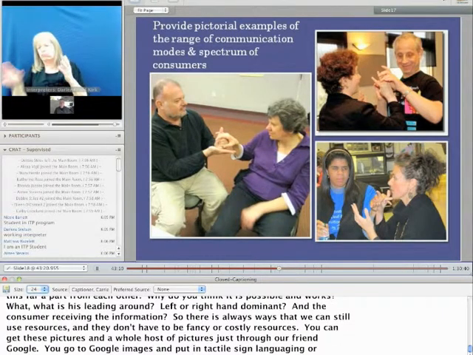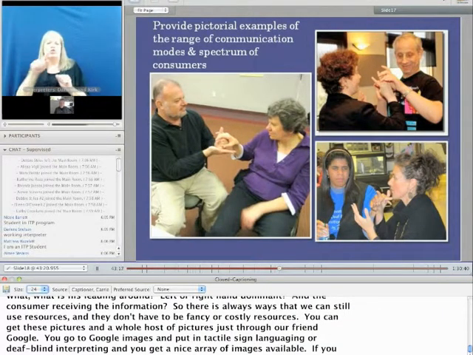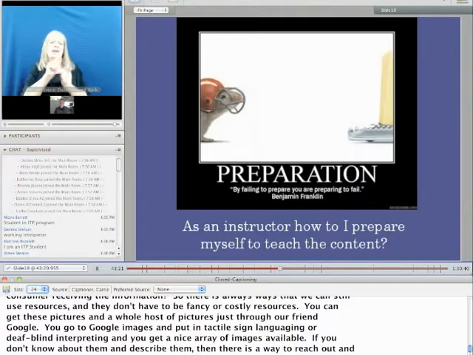If you don't know about them or you don't know how to describe them, then there's always a way to reach out and ask for support for that. I'd be happy to help with that. Go to the task force. There are resources out there to support you.